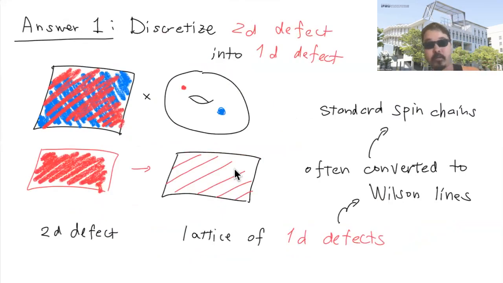So said this way, the basic answer to question number 1, how to discretize an integrable field theory, is very simple. You basically discretize the 2-dimensional defect into a 1-dimensional defect. And since we start with a 2-dimensional defect, we get a 1-dimensional defect. And of course, the question is what these defects are.